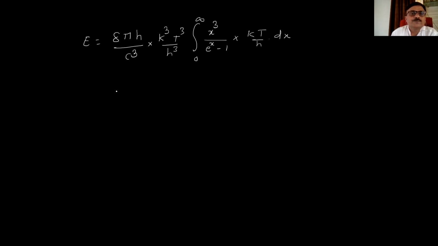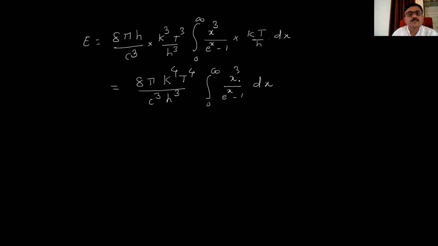So we'll get this equation, and after solving this, the h will get cancelled, and it will be 8 pi k raised to 4 T raised to 4 divided by c cubed h cubed, and this integration from 0 to infinity of x raised to 3 divided by e raised to x minus 1 times dx.